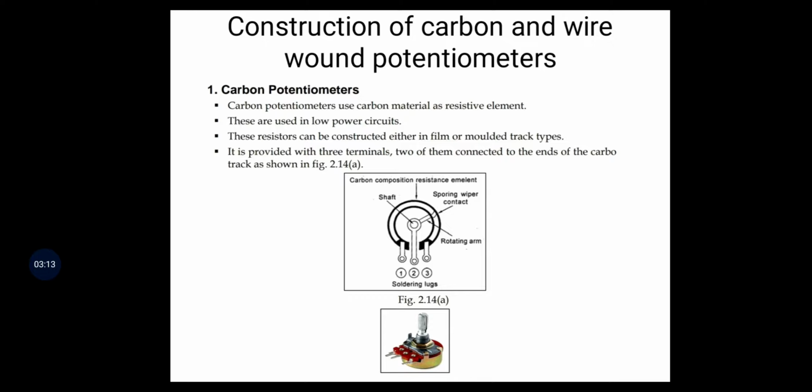The shaft is the rotating element, and the shaft has the spring wiper contact. When we rotate the shaft, the wiper contact also rotates. These are connected to the second terminal of the carbon potentiometer. Here carbon potentiometers have 3 terminals.